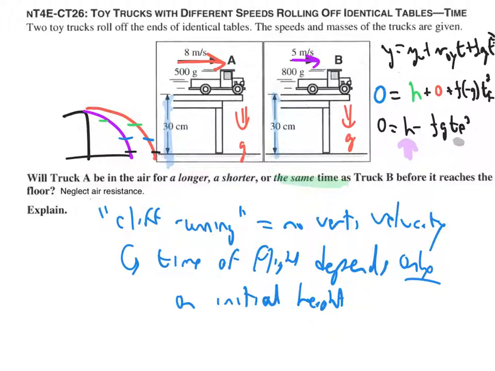And v0x just hasn't come into it, so it can't affect it. They have to have the same time. The key thing, as we said before, is that this vertical velocity is 0. It's the same vertical velocity, so we get the same time.